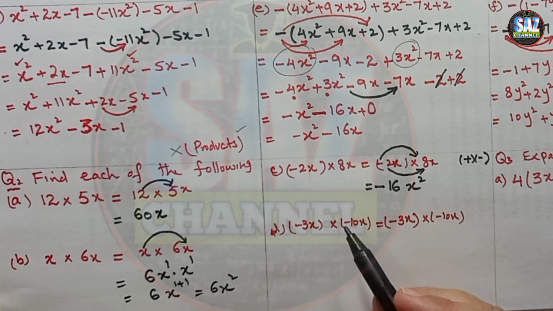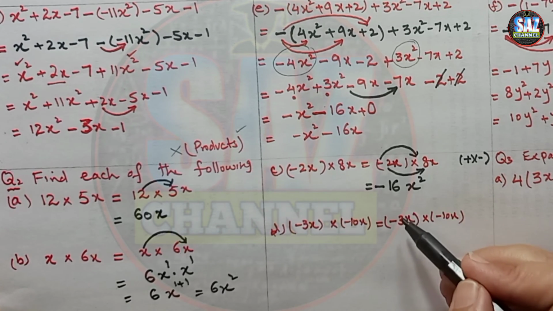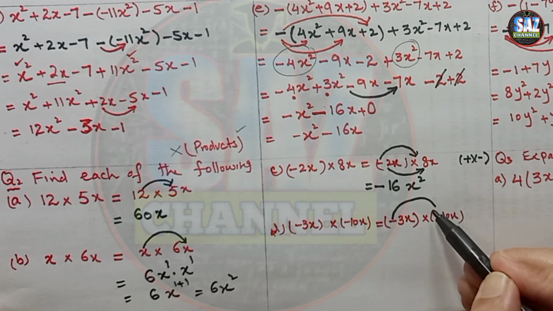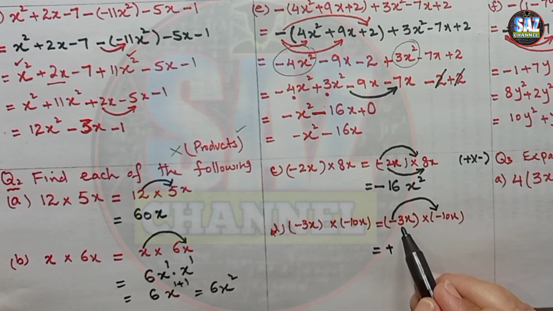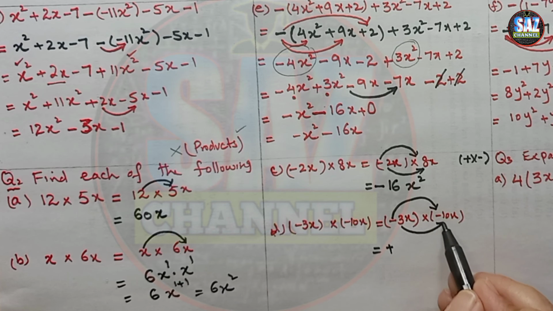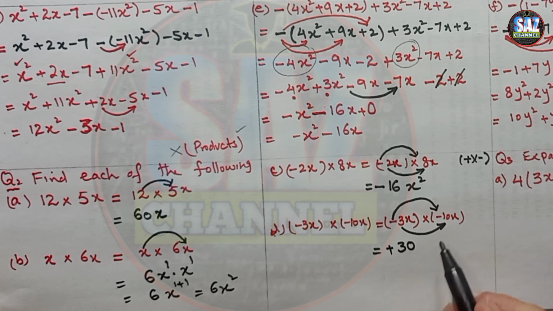Moving to the next part, which is minus 3x multiplied by minus 10x. Minus multiplied by minus, recall the rule of integers, becomes positive. And when 3 is multiplied by 10, it becomes 30. 3 times 10 is 30, or 10 times 3 is 30. And x multiplied by x becomes x². If you have good command of the laws of integers, exponents and tables, these 3 skills are important for understanding this lesson, and then the questions will be really easy for you.